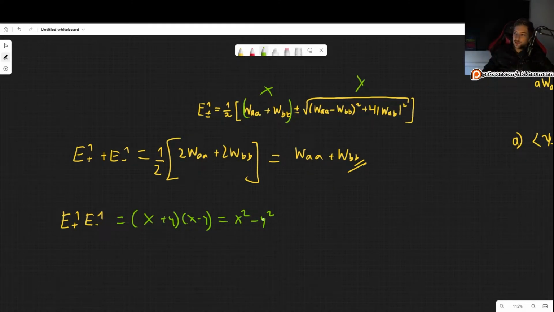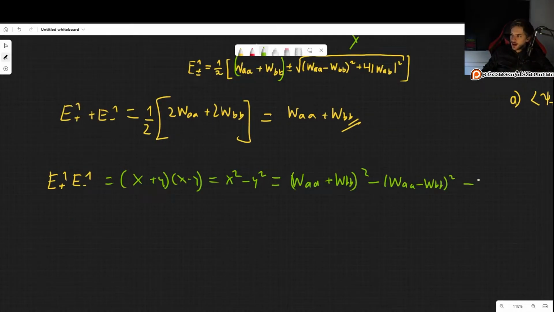You can also just multiply. But noticing that here we have a sum times the difference, right? That means that we get this difference of the squares, which will make our calculation much, much simpler. So we get W_AA plus W_BB squared minus, and then this square root squared, which gives us W_AA minus W_BB squared, and then minus our last term, which is 4 times the modulus of W_AB squared. And of course, all of this is still multiplied by this 1/2, which is now squared, so we get 1/4.